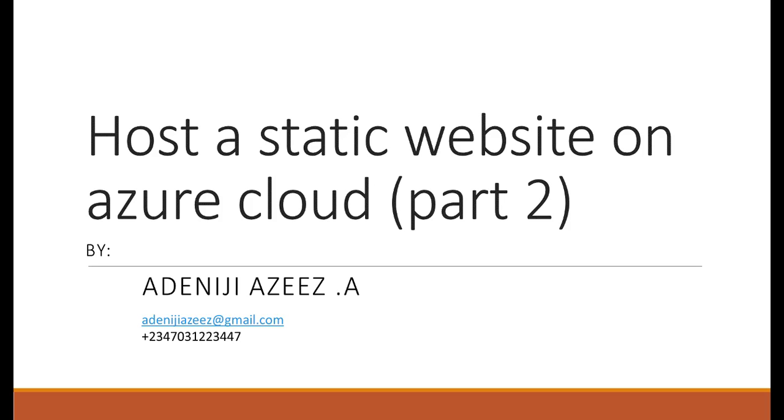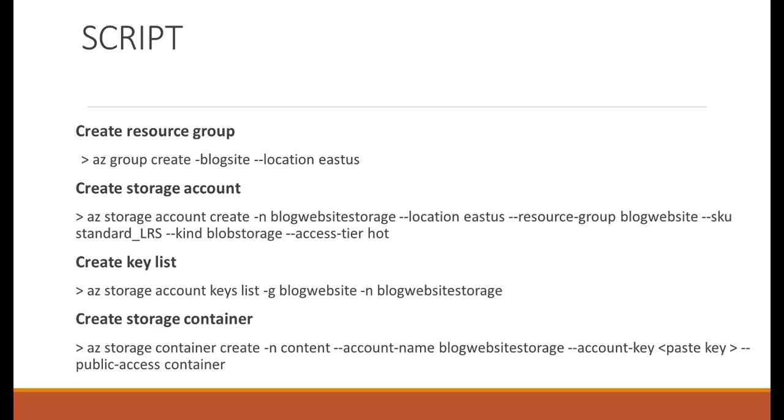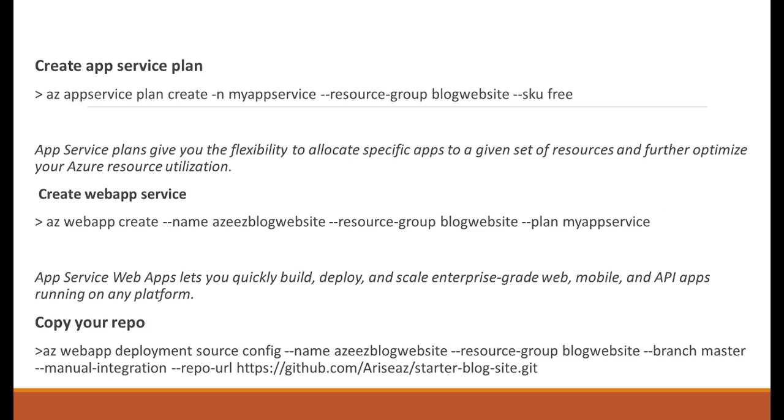The reason I'm doing this is because I want you to automate this. I'll probably put all the scripts in a bash script so that you can run them seamlessly. You can copy and paste the script while pausing the video. The first step of the script is to create a resource group. Then the second command is to create a storage account.